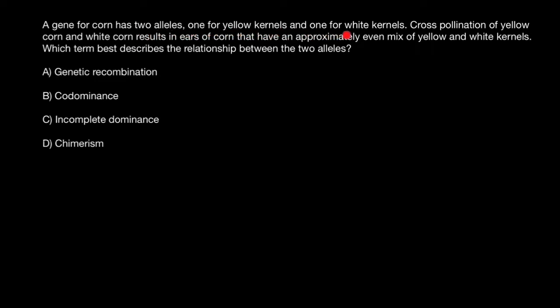Today's question is: a gene for corn has two alleles, one for yellow kernels and one for white kernels. Cross-pollination of yellow corn and white corn results in ears of corn that have an approximately even mix of yellow and white kernels. Which term best describes the relationship between the two alleles? Let's discuss each term here.